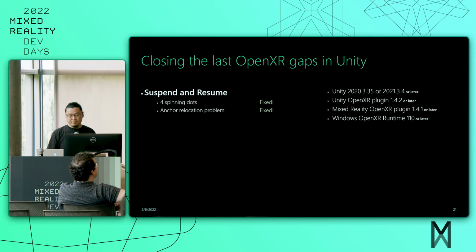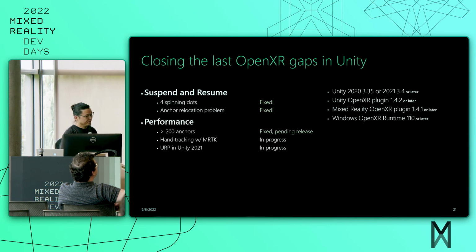Another area of focus for the team is performance problems that customers are reporting. For example, some customers are using more than 200 anchors in their scenario and the performance is not up to par. The fixes are already deployed, but are pending the release of our latest OpenXR runtime on HoloLens.